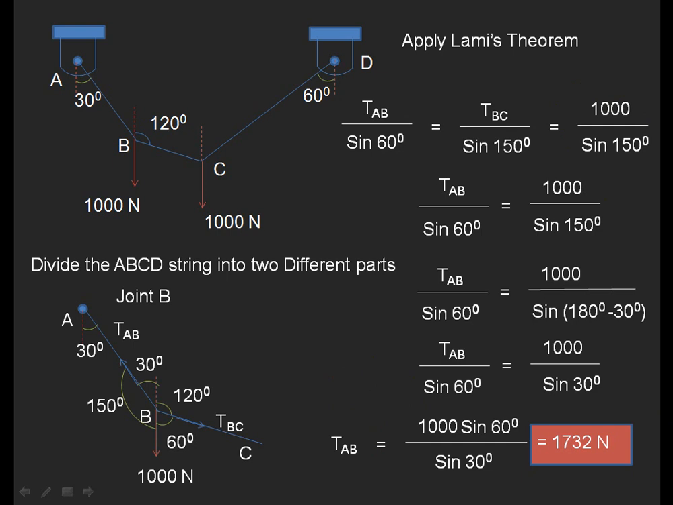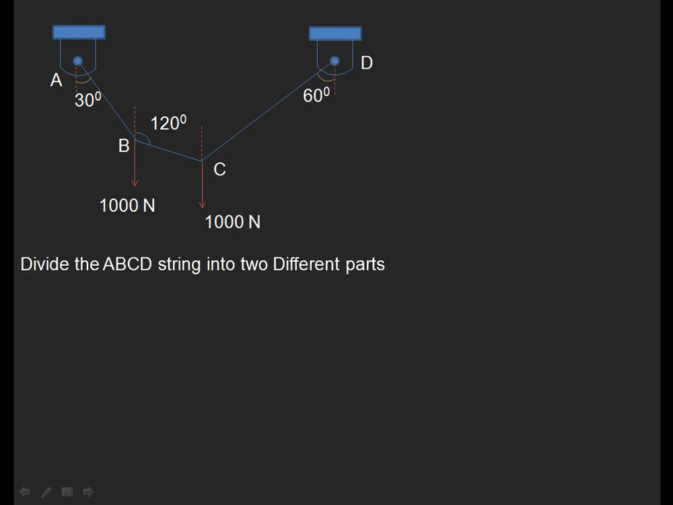Next we go for the analysis of the second joint. The first joint analysis is over; we have determined the tension in AB, and the tension in BC is equal to 1000. Next we have to go for the joint C analysis. In that condition we need to find out the tension in CD, the remaining element. So for that, next part, that is joint C, we will get the relation like this.